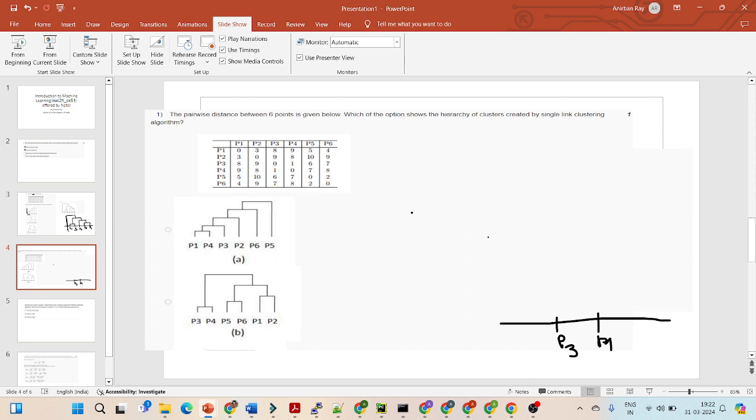P5, P6 is a little higher. P2, P5 has the highest, so it should be the first one to be clustered, right? P2 and P5, it is the largest distance. So it has to be clustered first, no? And lowest on the y-axis.